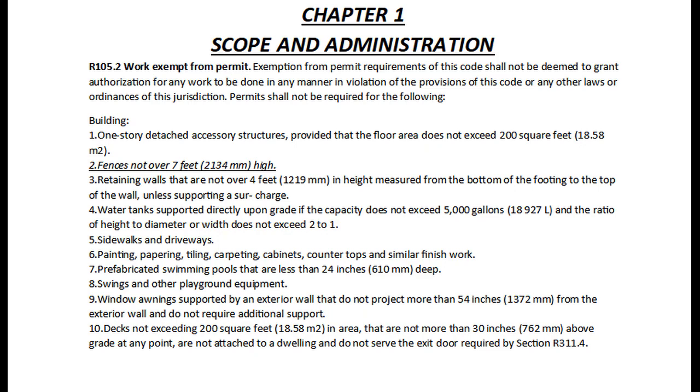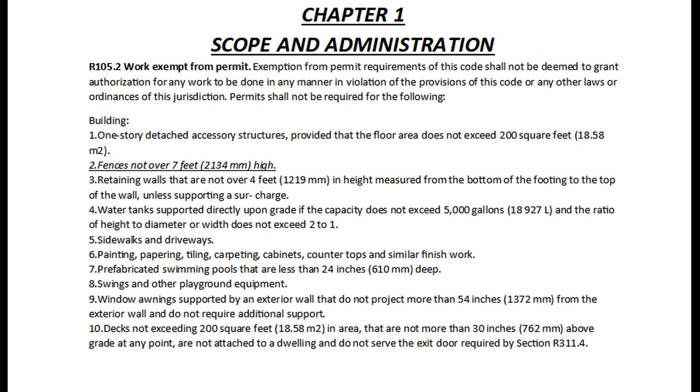Chapter 1. Scope and Administration. R105.2. Work exempt from permit. Exemption from permit requirements of this code shall not be deemed to grant authorization for any work to be done in any manner in violation of the provisions of this code, or any laws or ordinances of this jurisdiction. A permit shall not be required for the following.